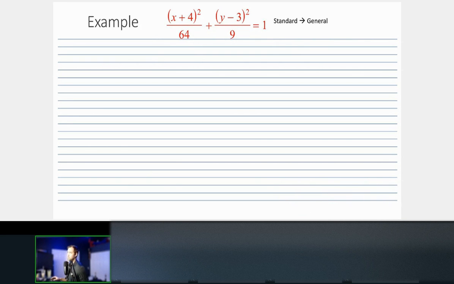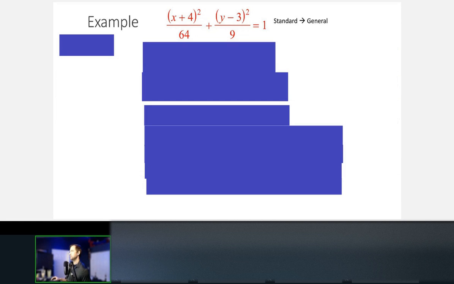All right, this example, now we want to go from standard to general. What do you think we need to do that? What should we do first? Not necessarily make common denominators, not necessarily do that, but we do. Remember, we're going backwards. So we want to clear the fractions, right? Hopefully that gives you a little push in the right direction.